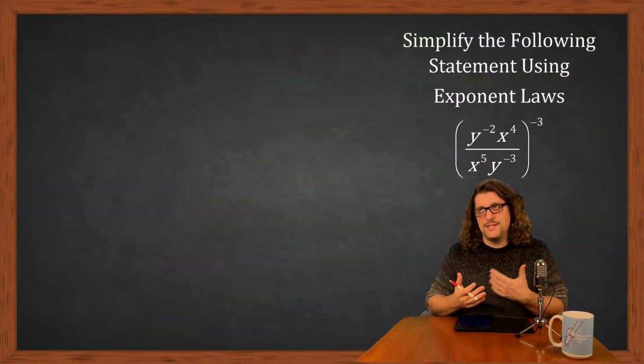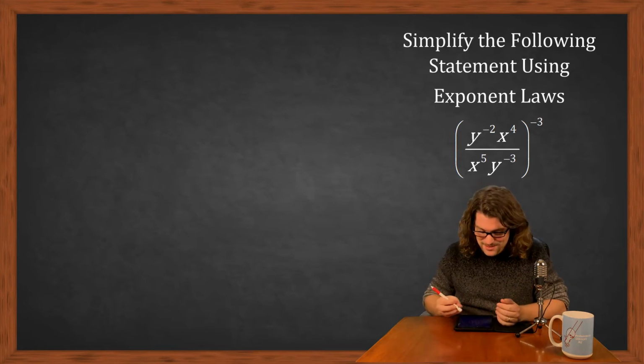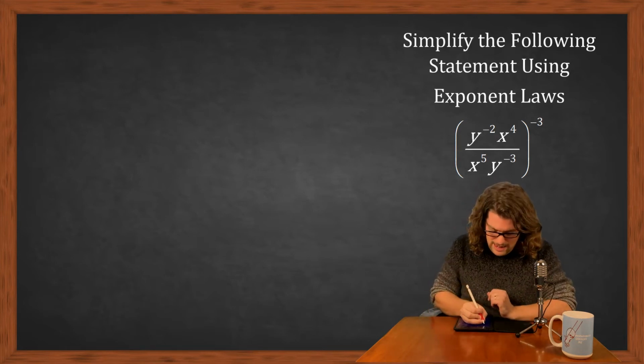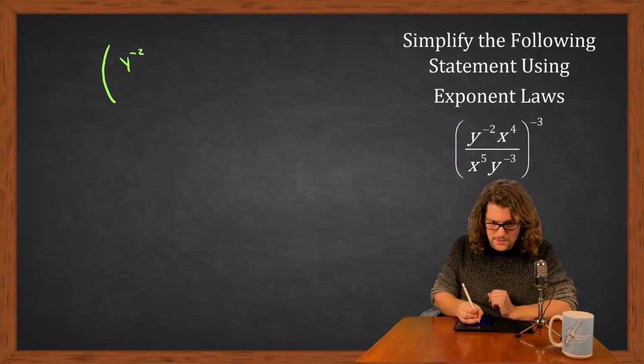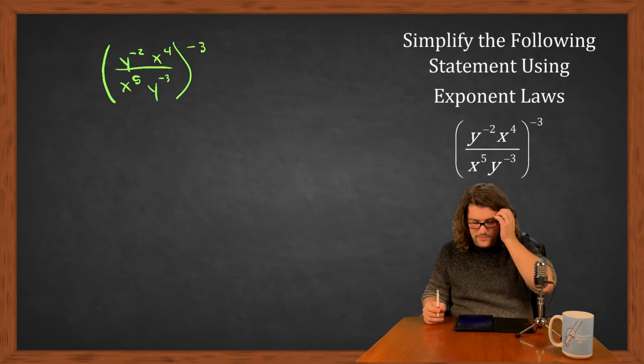Okay, so as we can see up above, I decided to put negatives everywhere. That's the big difference between this one and the last one. So what we have is a statement where we have y to the negative 2 up in the numerator and x to the positive 4 over x to the positive 5, y to the negative 3, and then the whole thing is to the power of negative 3.